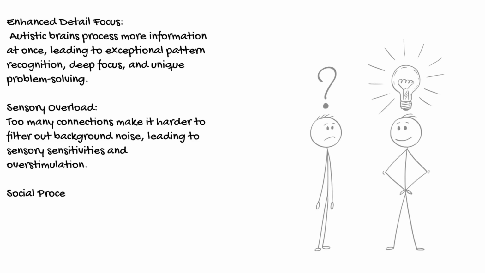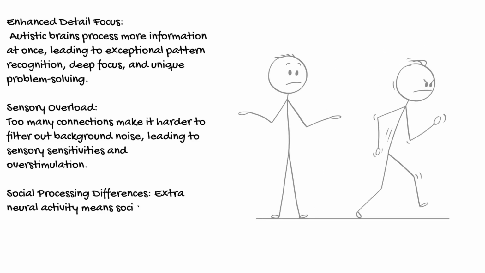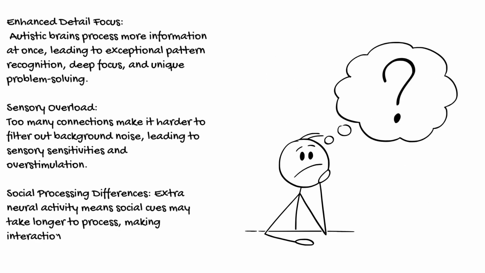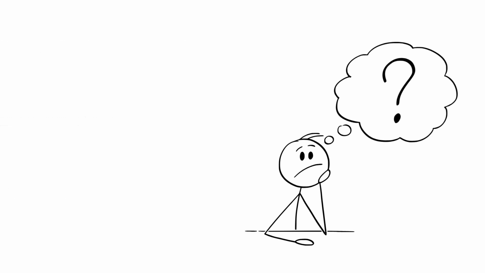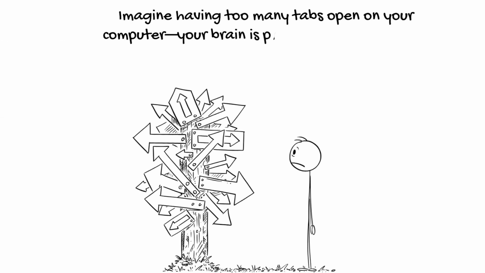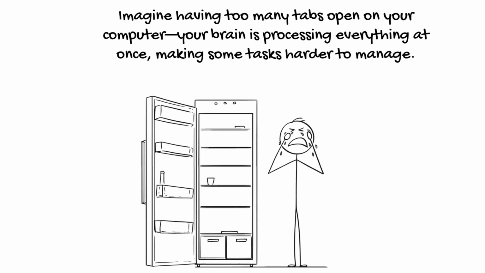overstimulation. Social processing differences. Extra neural activity means social cues may take longer to process, making interactions more complex. Imagine having too many tabs open on your computer. Your brain is processing everything at once, making some tasks harder to manage.